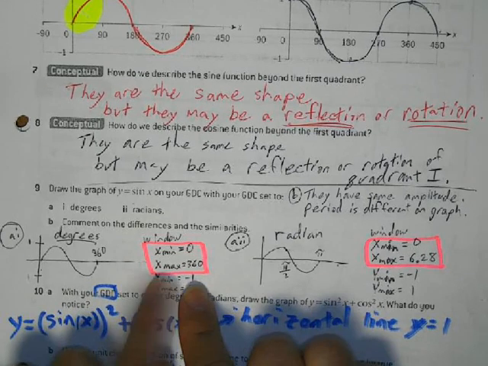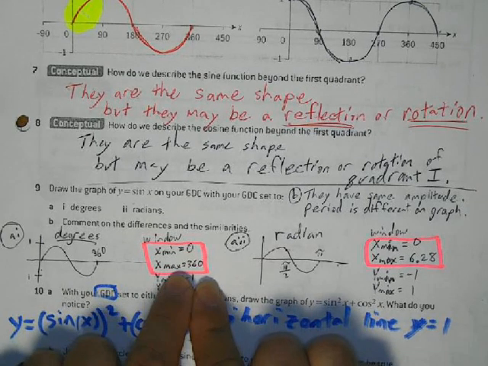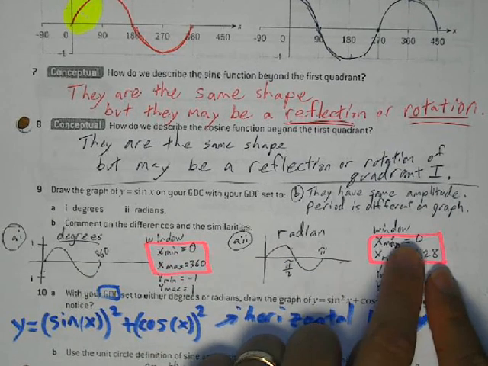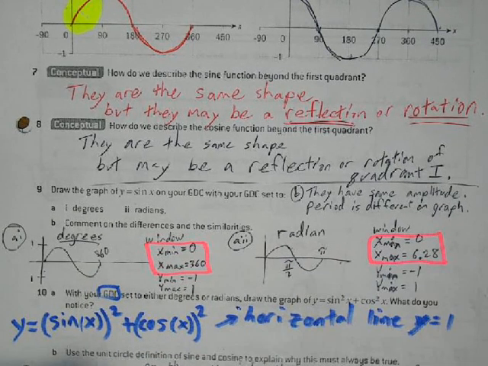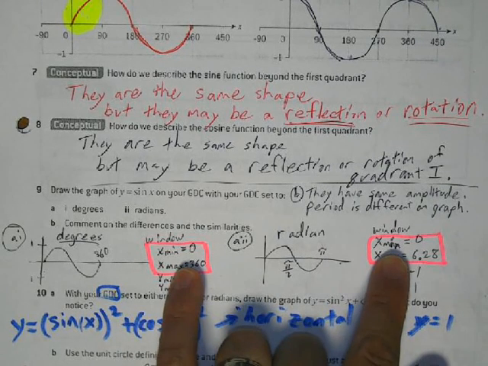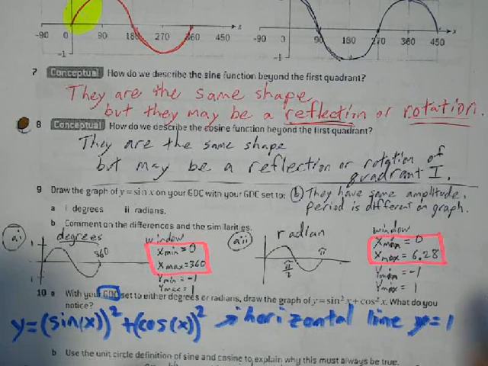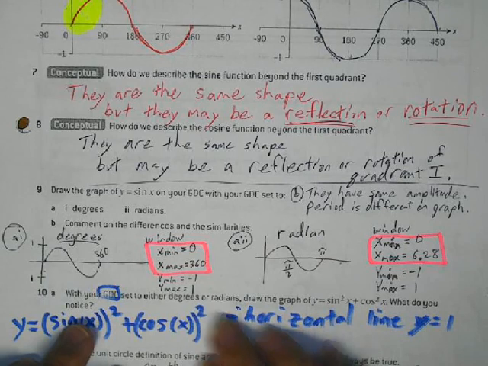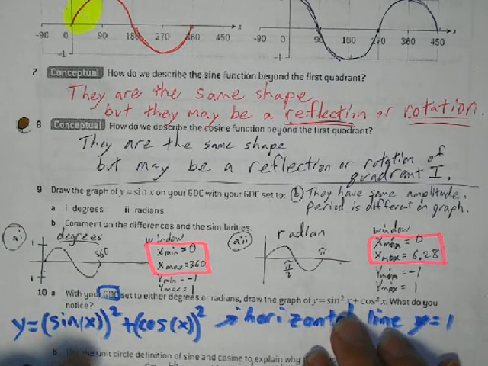So, as I said before, the window for degree mode has to go from 0 to 360 to get one period. In radian mode you have to change the x max to 2 pi. That's super important. If you're going to make a mistake like I just did, you've got to be able to troubleshoot this.